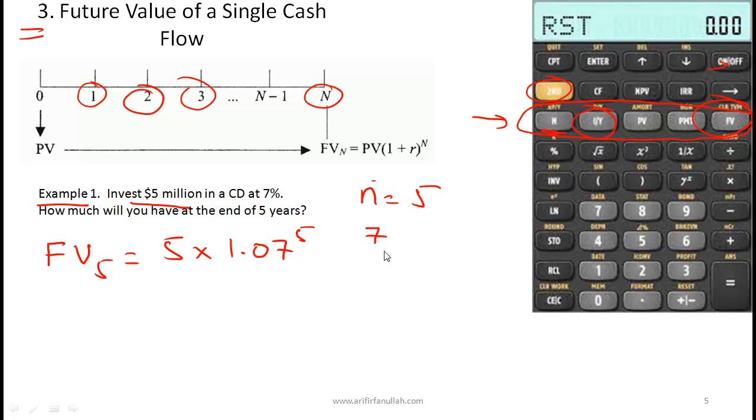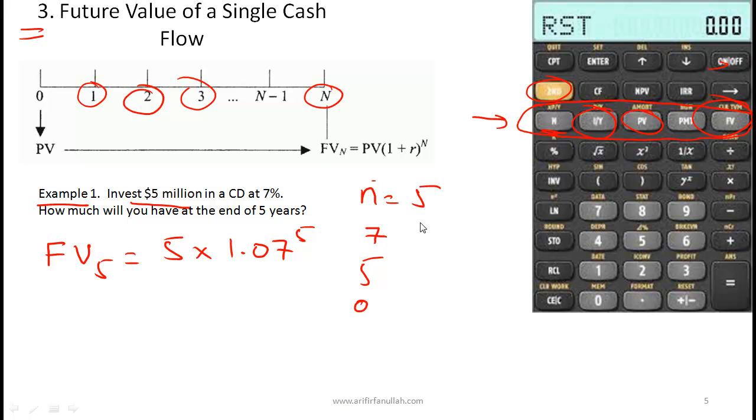Then what do you plug in? 5. You can either put in the whole 5 million or just 5 and work in millions. And then you hit PV. And then payment we'll study later. If you have some fixed payment that you are putting in every year, that's the payment. What's the payment here? 0. So you put in 0 for the payment. And then you hit compute and FV. So you should be doing that on your calculators and you will get an answer.